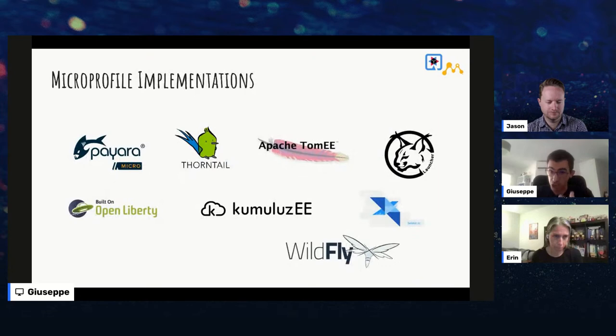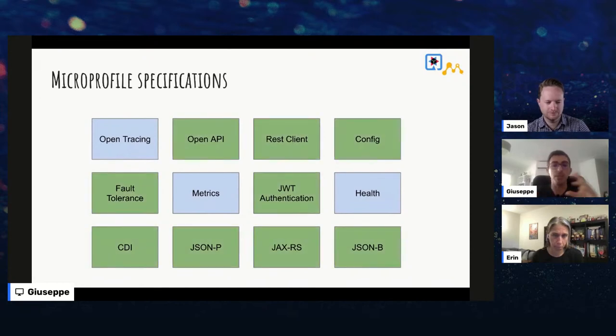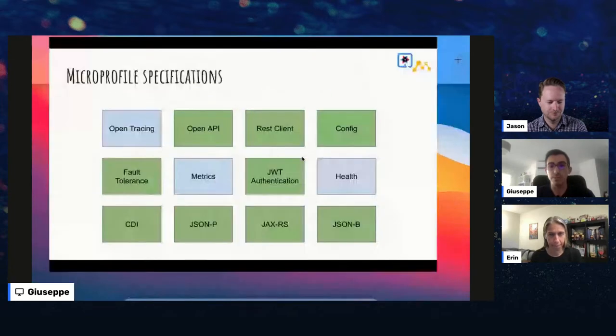These are specifications. In the market, there are a lot of implementations, like Open Liberty, and of course, Quarkus. We need to remember that Quarkus is using the open library SmallRye, which implements the MicroProfile specification. So what are they? This is the MicroProfile specification, and today I want to do some demos using most of them, the green ones. So let's stop with the theory and jump directly to the code.